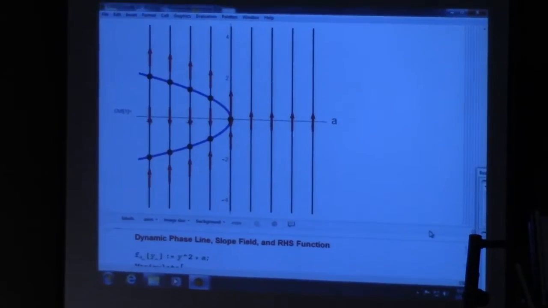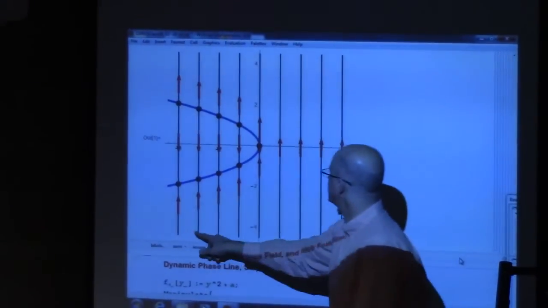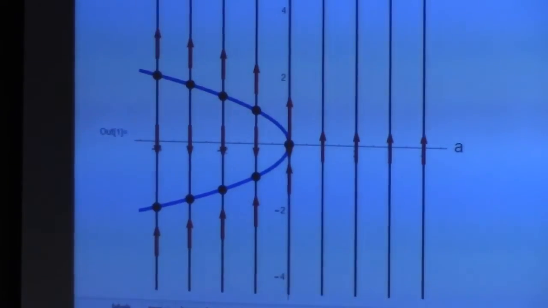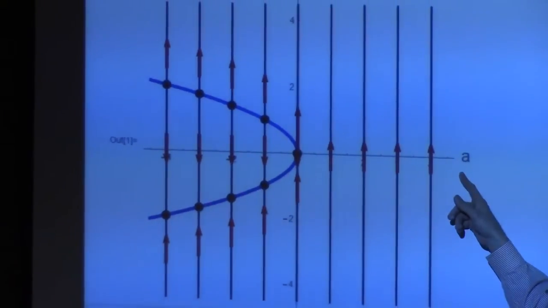How many phase lines did I draw? 1, 2, 3, 4, 5, 6, 7, 8, 9. These vertical lines, 9 of them, are all phase lines for different values of A.